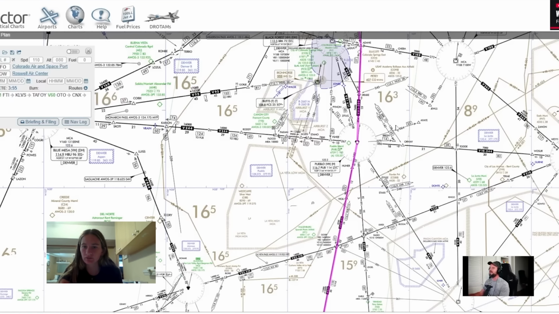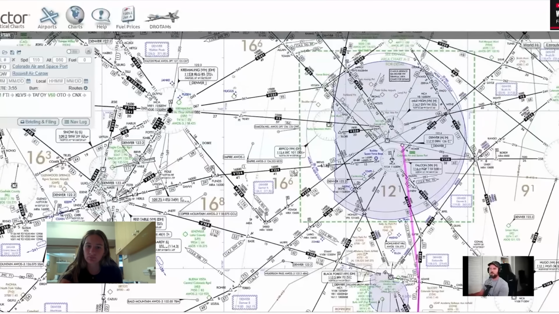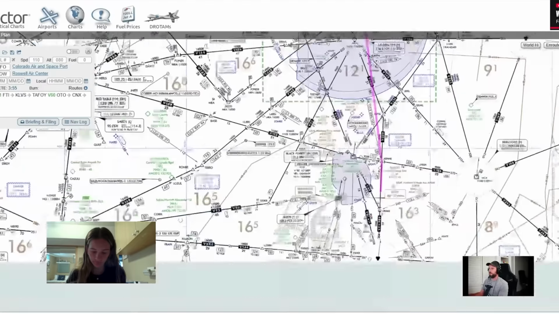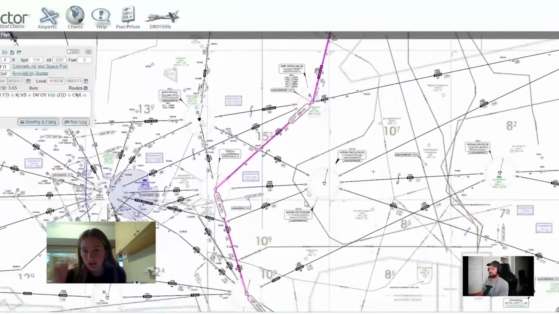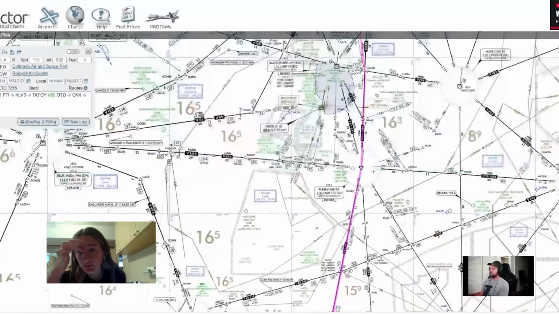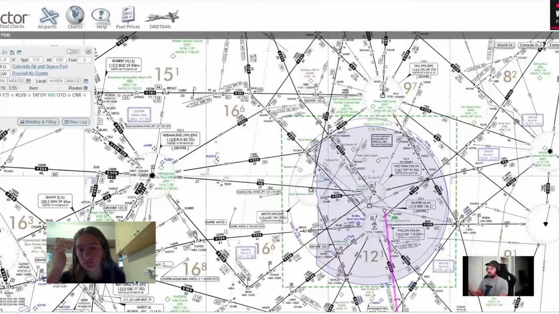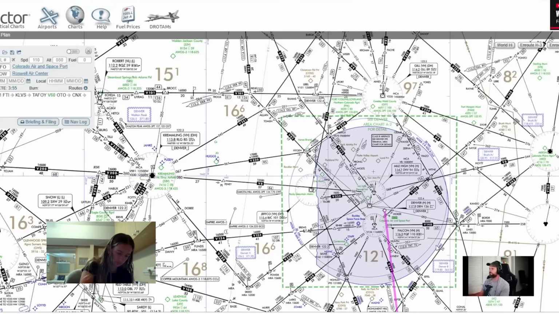For sure. Okay. So route, it's CFO to Roswell Air Center via the Pikes 3, Pub, Victor 611, FTI, KLSV or LVS, correct? Tafoy, Victor 60, OTO, CNX, CME, Roswell. That's correct. Yeah. That is awesome. Just making sure I got it all in there correctly. So just for scenario purposes, I'll go ahead and give you a craft clearance, and we'll use that craft clearance as our example as we work through this. So whenever you're ready, let me know.